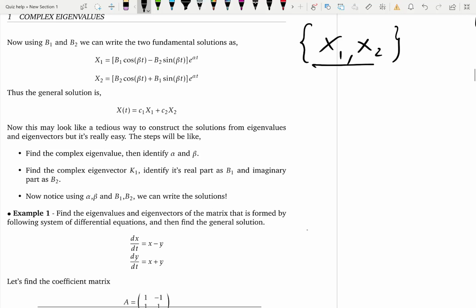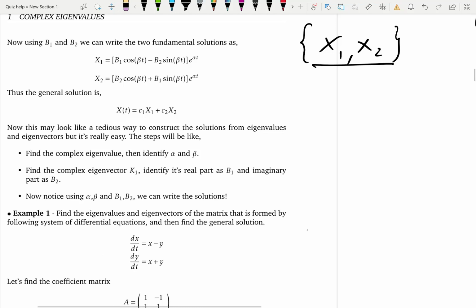Now, if you can find the x1 and x2 in this complex case, you can take the linear combination. So it's not a mess like the repeated eigenvalue case, okay? So it's good, right? We can just take the linear combination, just like in the distinct eigenvalue case, and write the solution. But getting that x1 and x2 is a little bit complicated.